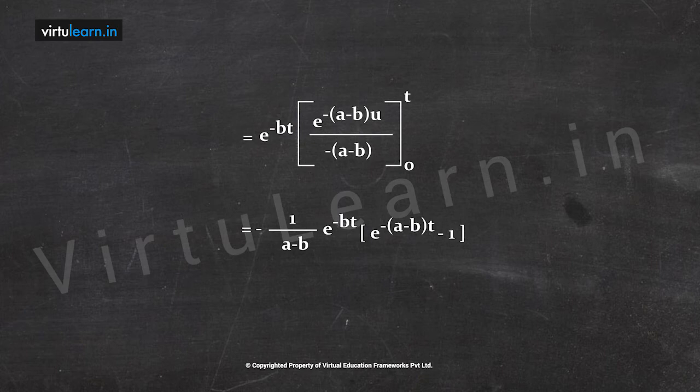When you substitute the lower limit, it becomes 0, so that is minus 1. Now for b minus a, I am taking minus common, it becomes minus into minus, plus 1 by b minus a, into e power minus at minus e power minus bt. This is the final answer for this one. Like this we can calculate it.